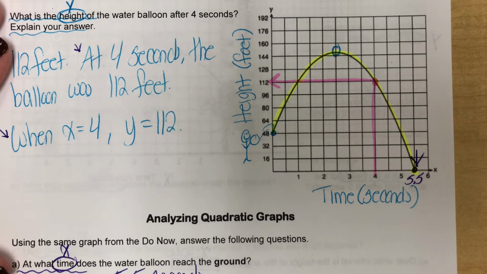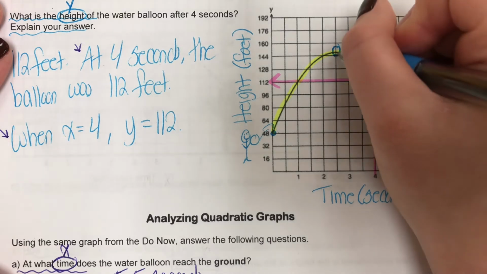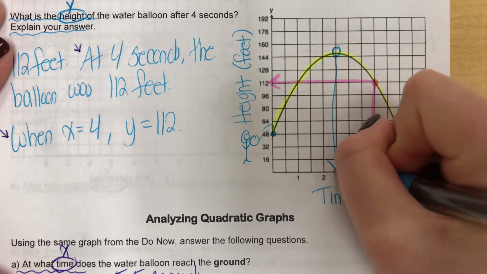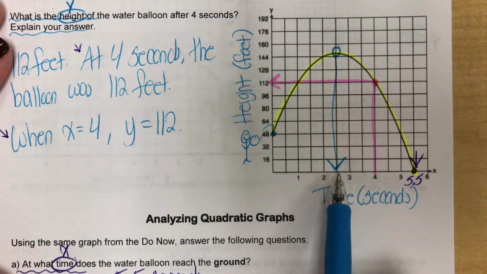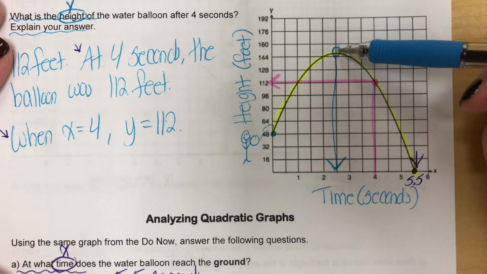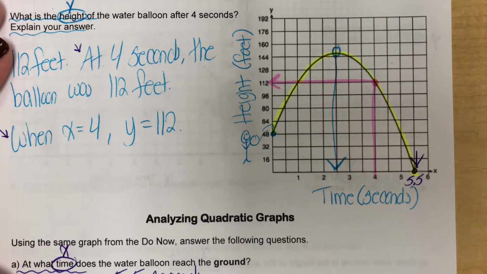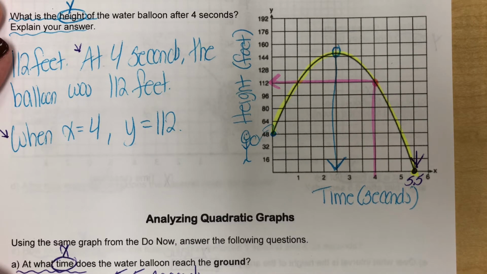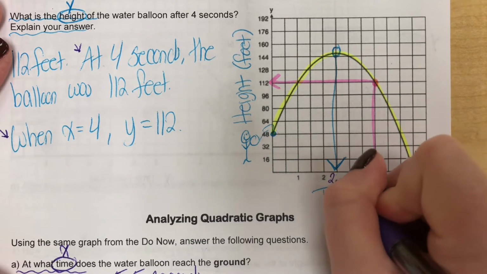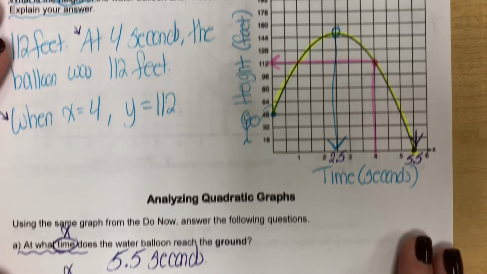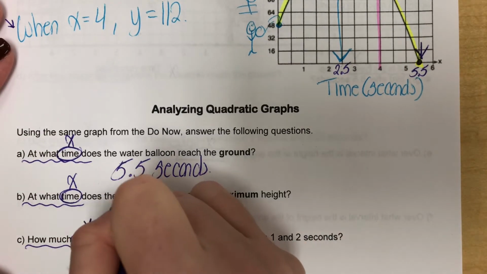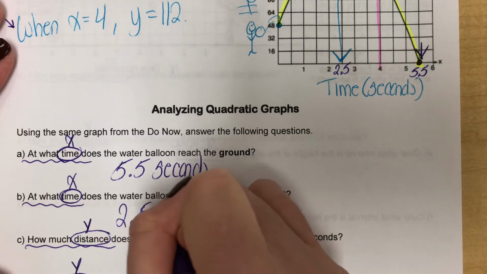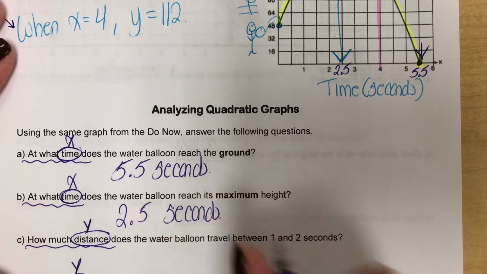All right, but again, the question says at what time? Time is an x value. So I want to drop this down and look at what x value is this maximum point being represented by. And again, I'm in between 2 and 3. What number is in between 2 and 3? That's going to be 2.5. So part B, at what time? It would have been 2.5 seconds.